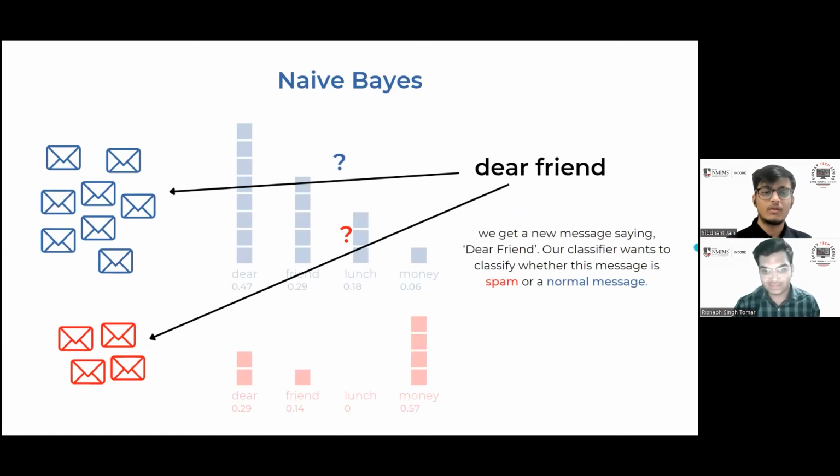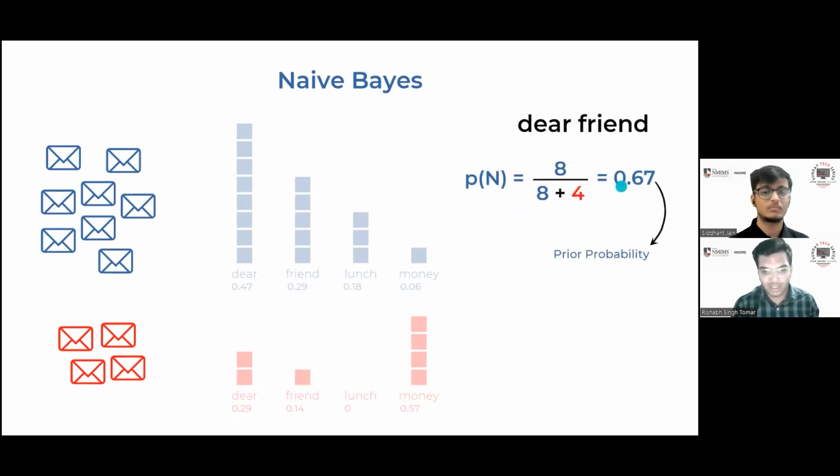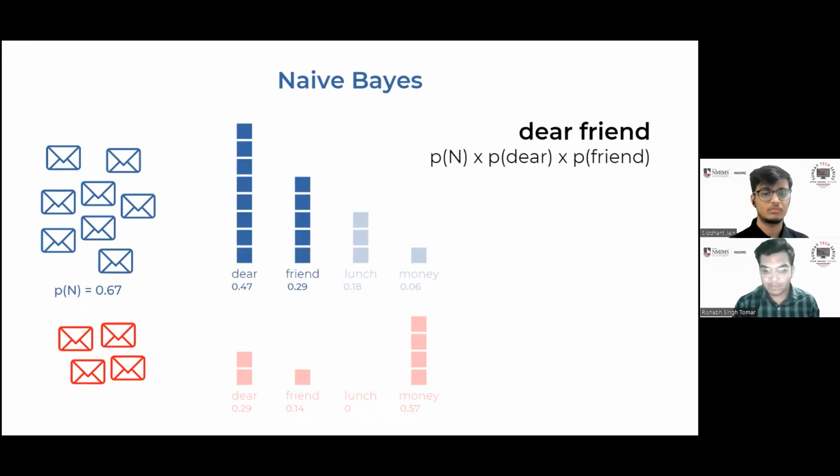Now, let's say we get a new message saying, "Dear friend." We start with an initial guess about the probability that any message, regardless of what it says, is a normal message. This guess can be any probability that we want, but a common guess is estimated from the training data. For example, since 8 out of 12 messages are normal messages, our initial guess will be 0.67. This is called the prior probability. Now we multiply the initial guess by the probability that the word dear occurs in a normal message and the probability that the word friend occurs in a normal message. So after we plug in the values and do the math, we get the score of 0.9. This is the probability that the message "Dear friend" gets if it was a normal message.